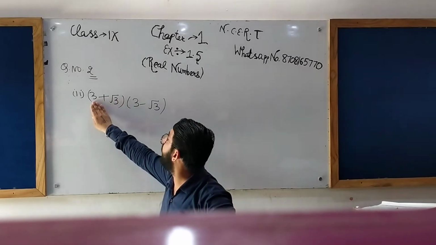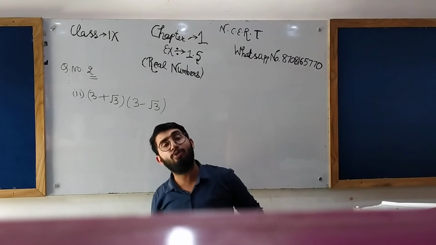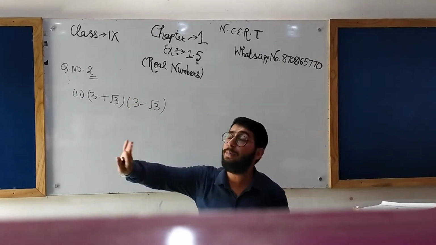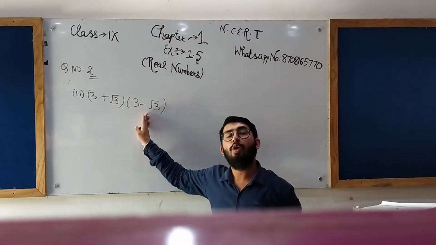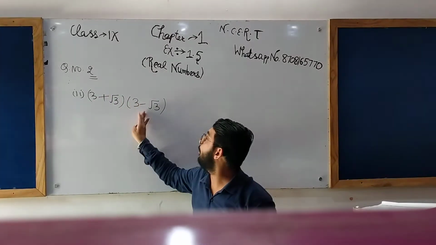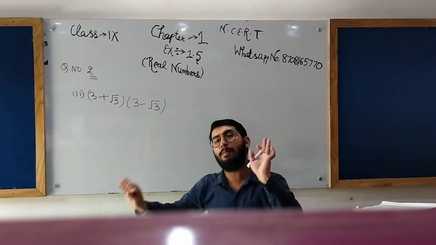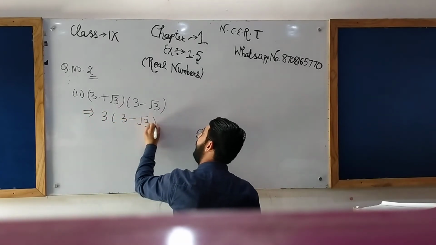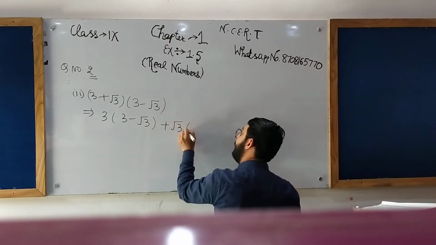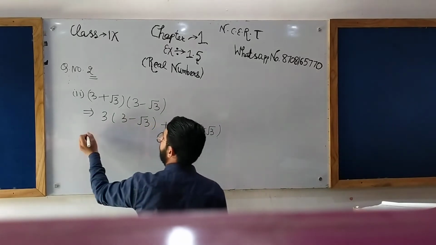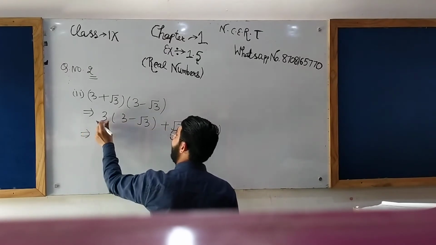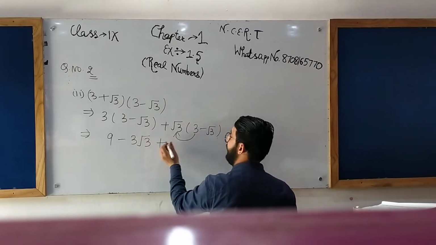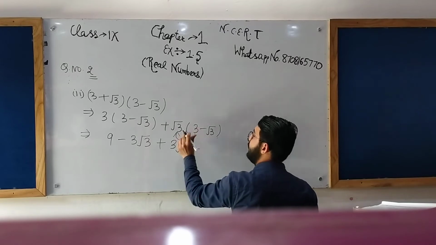First of all, we will distribute 3 in 3 minus root 3, then we will distribute plus root 3 in 3 minus root 3. We are to multiply this complete factor by this complete factor. We do half by complete, then half by complete. First 3 into 3 minus root 3, then plus root 3 into 3 minus root 3. 3 times 3 is 9. 3 times minus root 3 is minus 3 root 3. Root 3 times 3 is 3 root 3, and then minus root 3 into root 3.